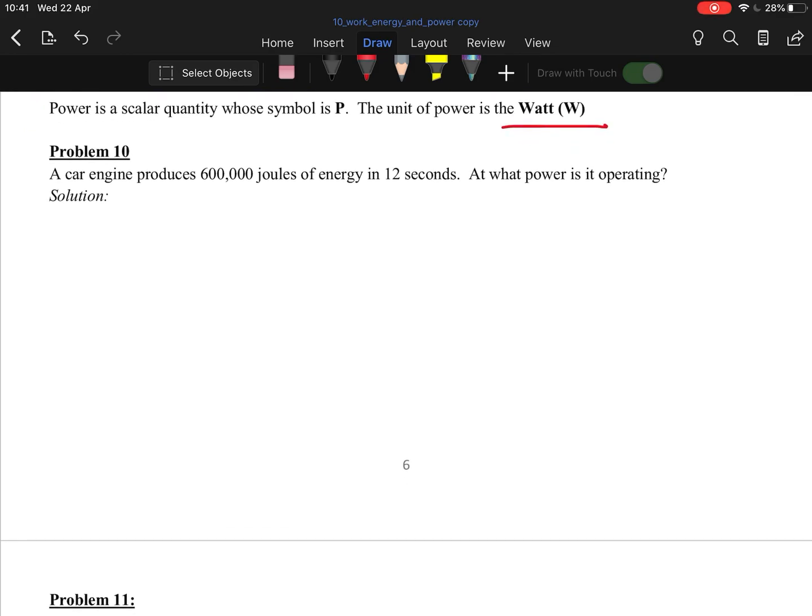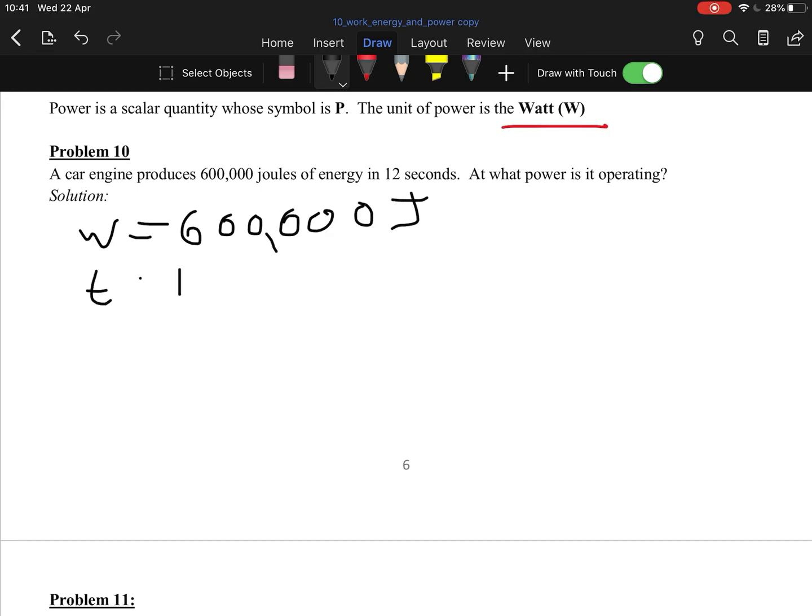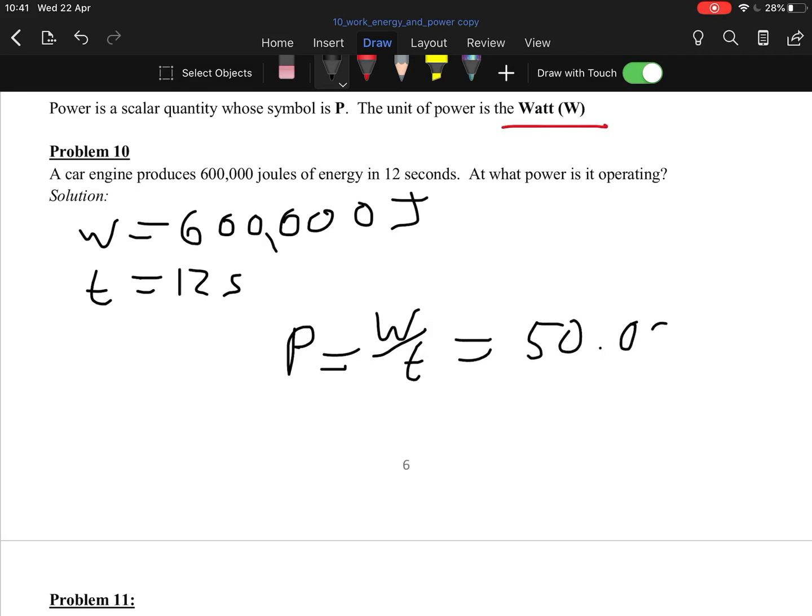As cringe and all as it is, it'll remind you what the SI unit is. All right, so a car engine produces 600,000 joules of energy in 12 seconds. We'll stick to the log tables to make it easier for you for the time being. Okay, so work done is 600,000 joules and the time is 12 seconds. So power equals work done divided by time. Put in those 2 values and we should get 50,000 watts. Okay?